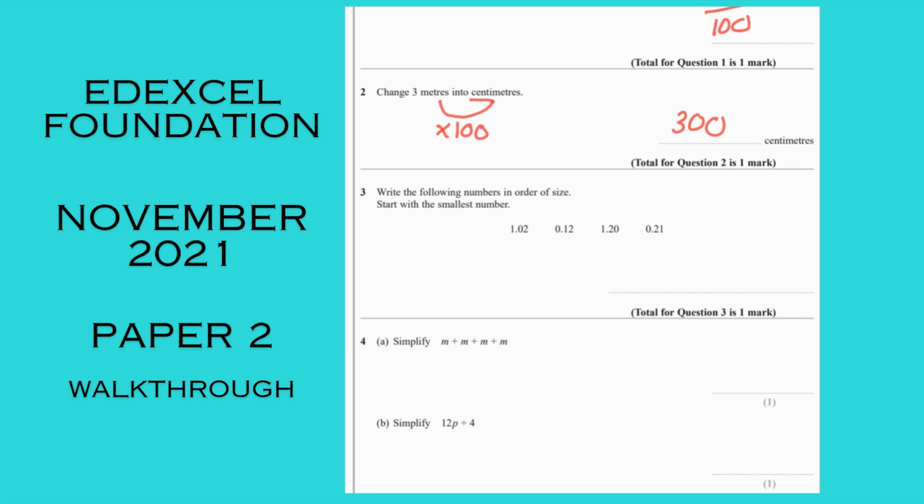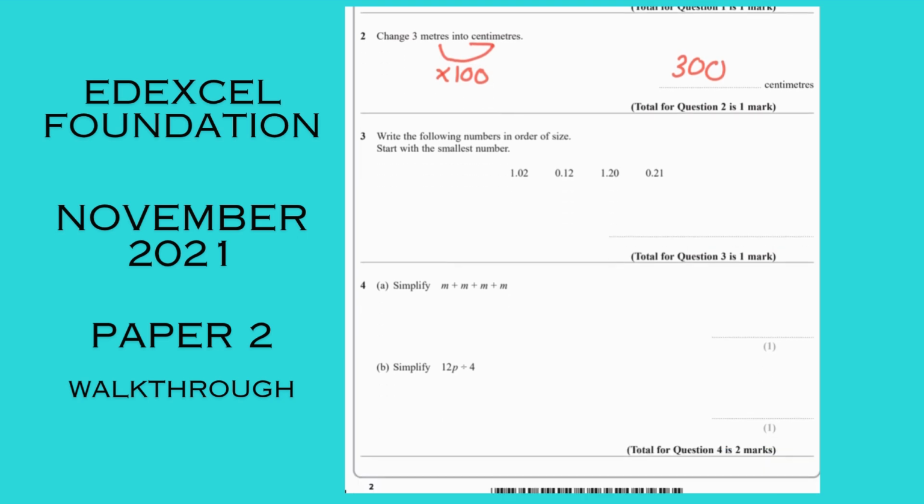Next one, decimal ordering. Always think of it as cash. So the smallest amount is 12 pence. And your next one is 21 pence. Next one's £1.2. And finally £1.20.